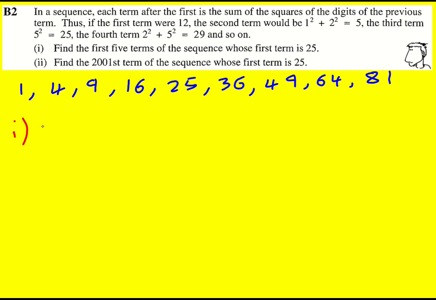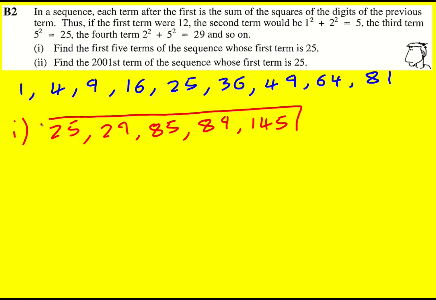So, part 1, we've got 25 as our first number, and then we're doing 2 squared plus 5 squared, which we're already told is 29, so that's going to be the second number in the sequence. And then 4 plus 81 gives 85. 64 plus 25 gives 89. It's quite a good method. 81 plus 64, 145. So that is the first 5 terms.